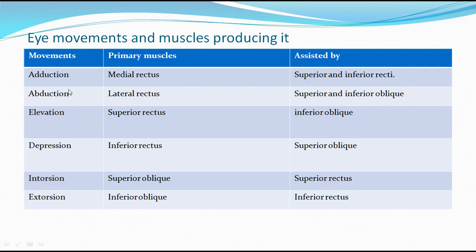Lateral rectus, abduction of the eyeball, movement away from the midline. Medial rectus, adduction of the eyeball, movement towards the midline. Superior oblique, intorsion in an attempt to see the tip of your nose. That is intorsion, superior oblique. Inferior oblique, extorsion in an attempt to see a corner of your room.